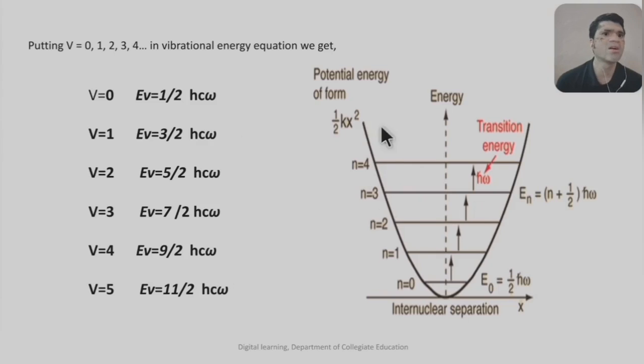By using Hooke's law, when we plot this energy against the potential energy of the vibrating diatomic molecule, 1/2 kx squared, we get different energy levels like this. This is E0, E1, E2, E3, E4. These are the different vibrational energies at different values of V.